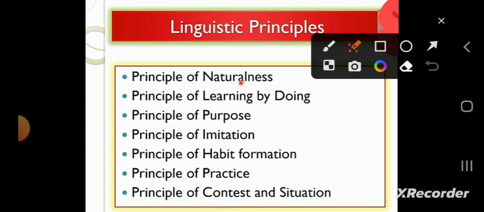Learners gain a deeper understanding by actively engaging in tasks and applying what they have learned in practical situations. Principle of purpose. Learning should be purposeful and relevant to the learner. Setting clear objectives and goals helps maintain motivation and ensures that the learning activities have meaningful outcomes.